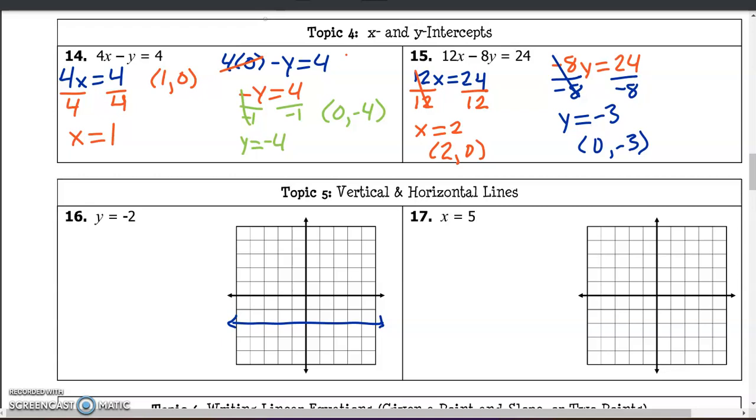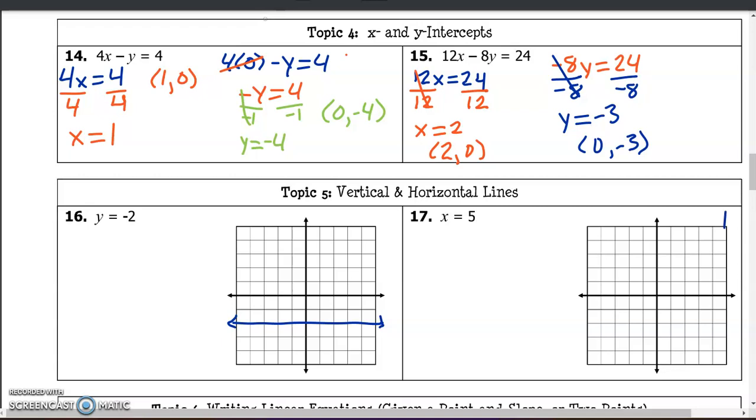Okay, for x equals 5, again, x does go left and right, so that might make you think it's horizontal, but again, I want every x value to be the same on this graph. So the only way for that to happen is if it goes vertical, right? So I go from the middle of my graph, I go to the right, 1, 2, 3, 4, 5.